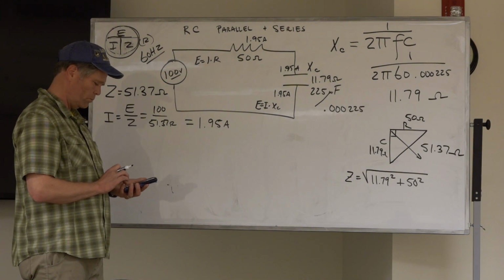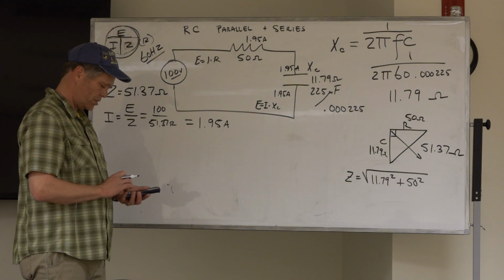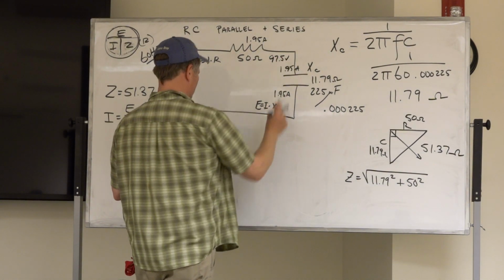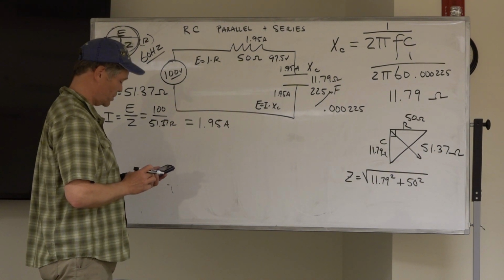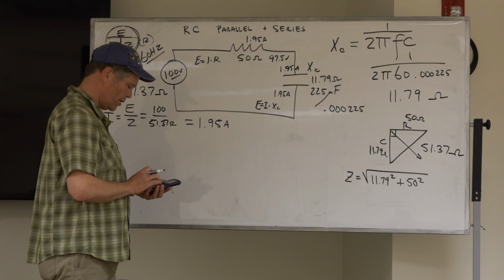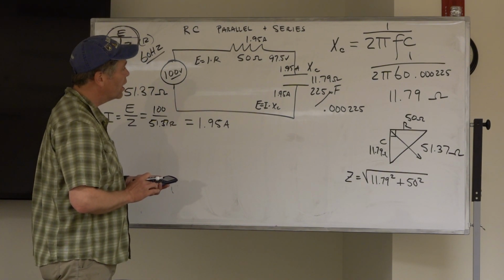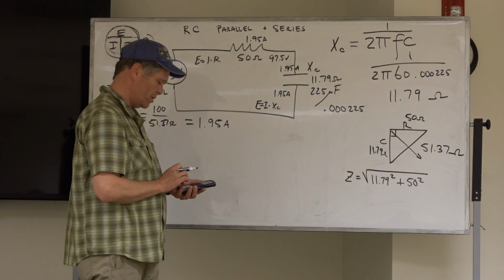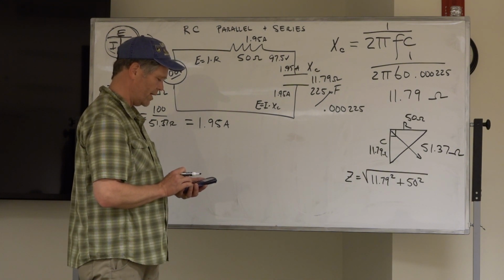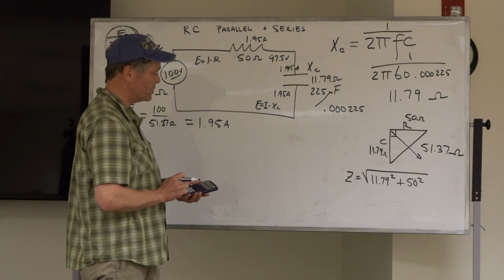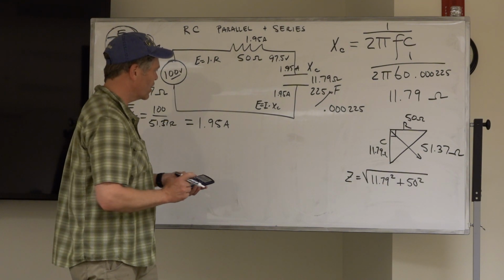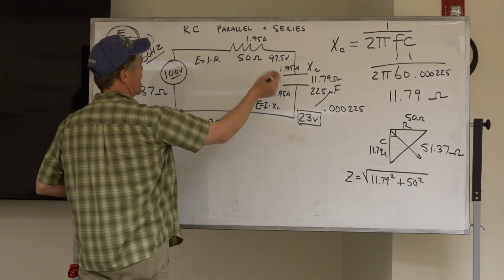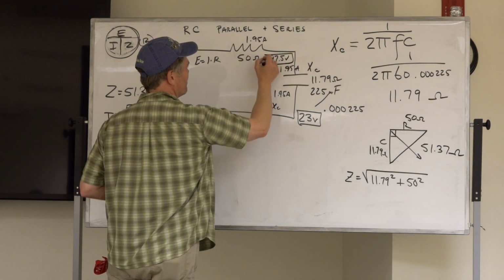1.95 times 50. I said this was going to be a short one today, and I'm going to try and stick to it. 1.95 times 50 equals 97.5 volts. Did I do that right? Well, let's try it. 1.95 amps times 50. And then over here, I've got my 1.95 amps times, what was it? 11.79. I've lost my own numbers. 11.79. At least I didn't completely freeze like I did last week. So I get 1.95 amps times 11.79 ohms. I get 22.9905. I'm going to call that 23. So I'm going to say I have 23 volts at the capacitor. And I'm going to say I have 97.5 volts at the resistor.